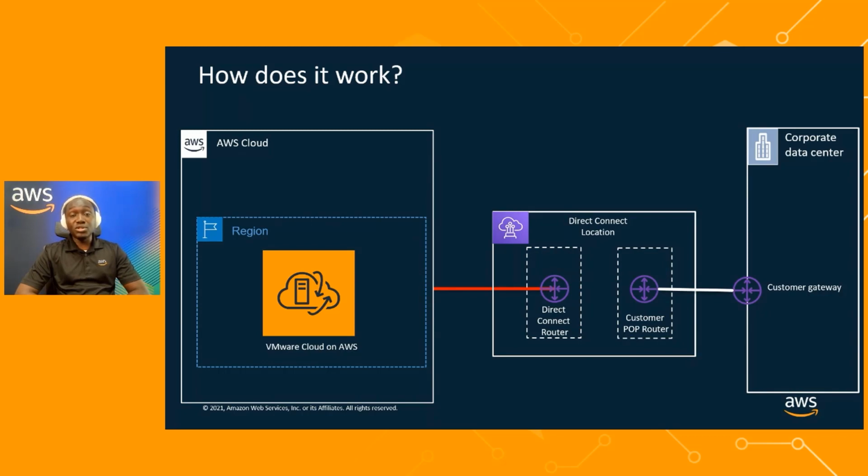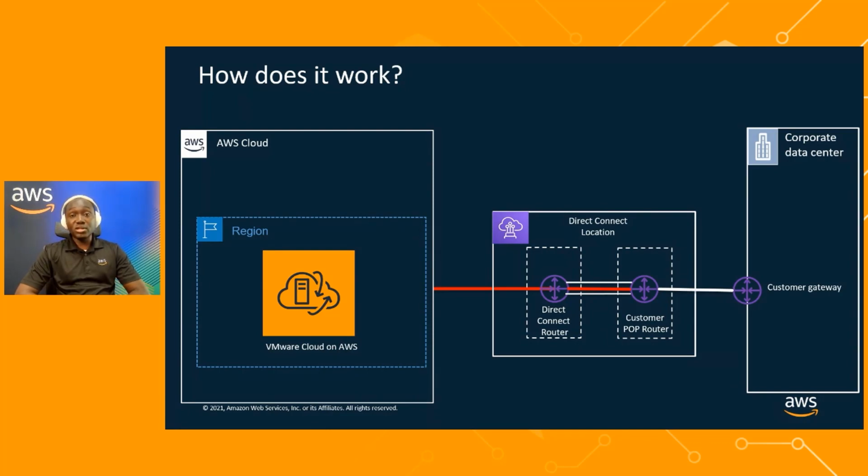Then what we do is create a cross connect between their cage and our AWS cage, and we give them a port on our Direct Connect router. That becomes their dedicated path between their on-premises and VMware Cloud on AWS. So this is how Direct Connect works.